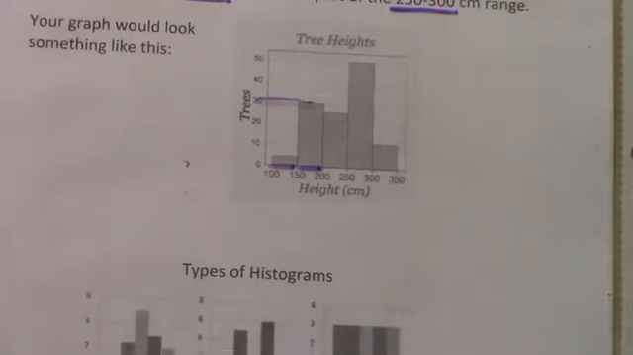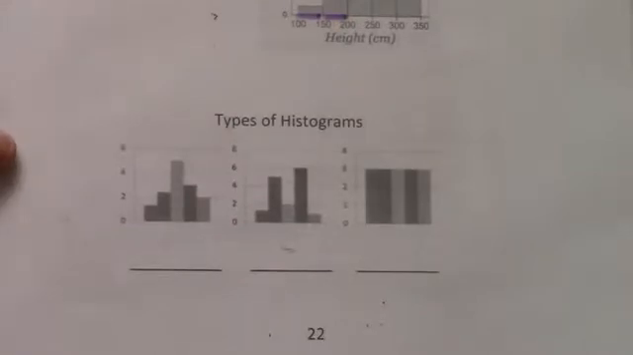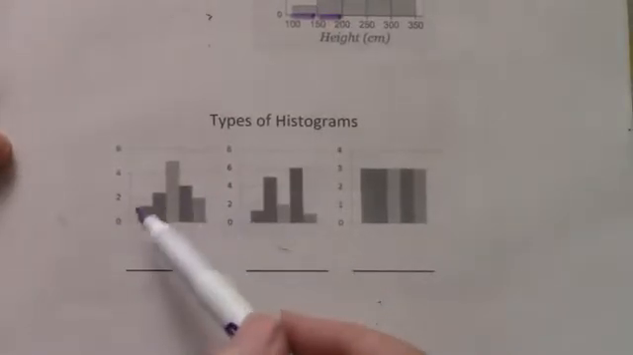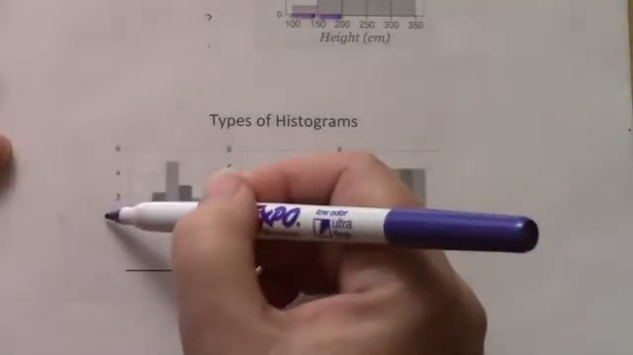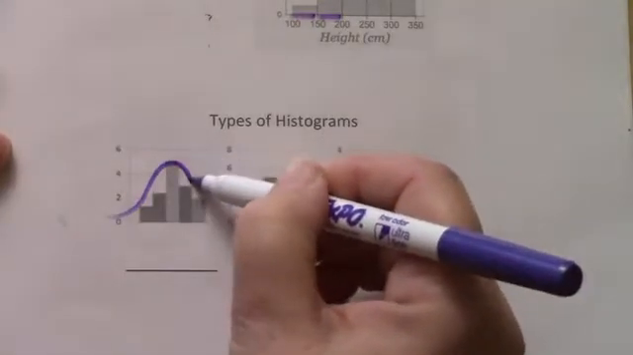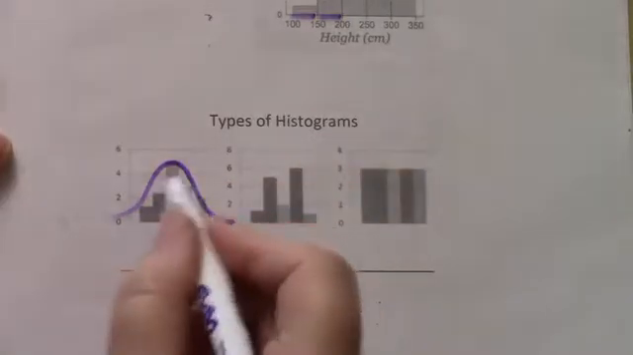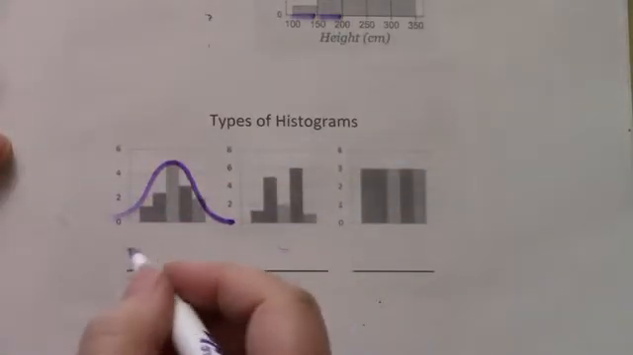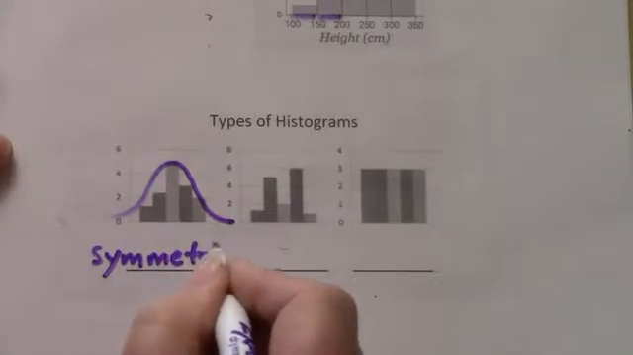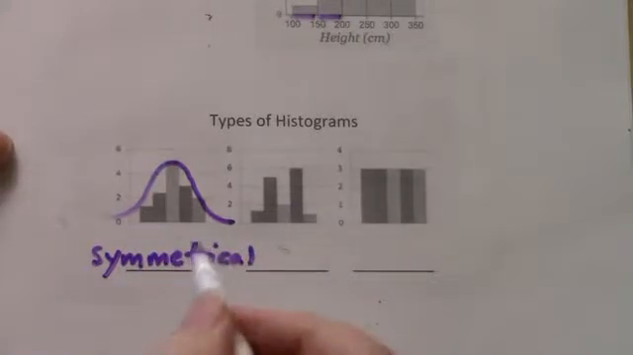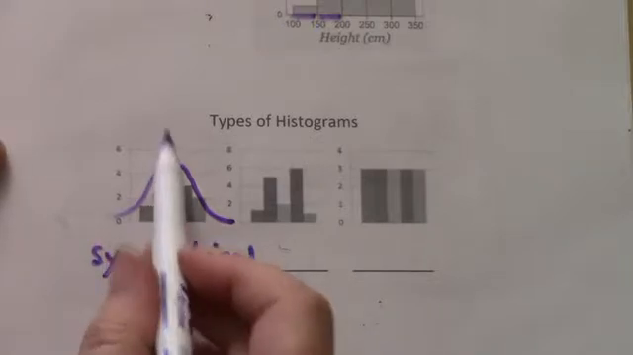And lastly, we have 3 types of histograms. When a histogram looks something like this, it's a very traditional shape. You might have seen this before, kind of like a bell curve. This is called symmetrical. Something that is symmetrical has like a mirror image.